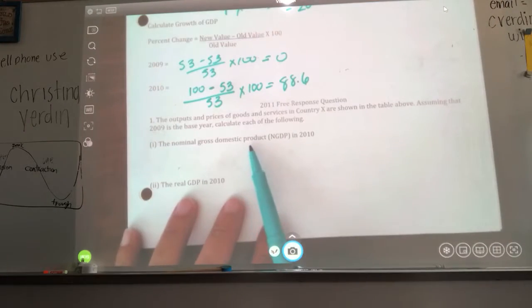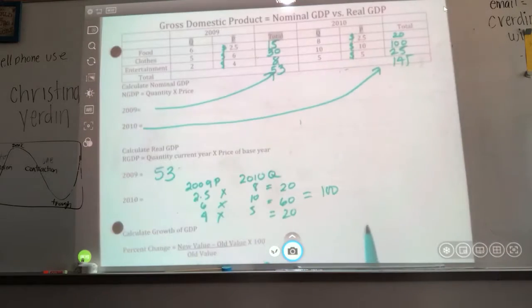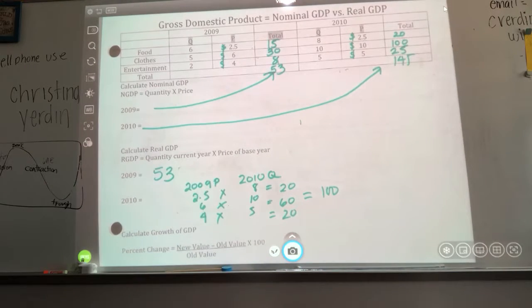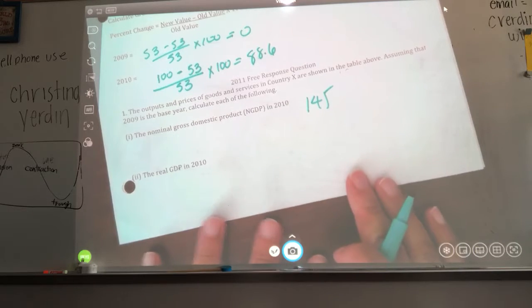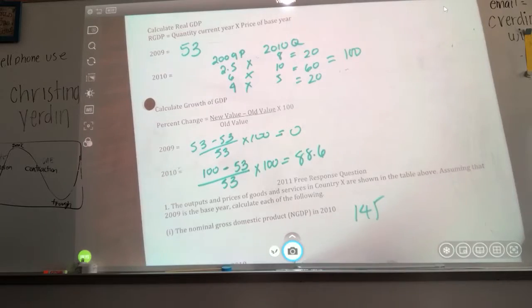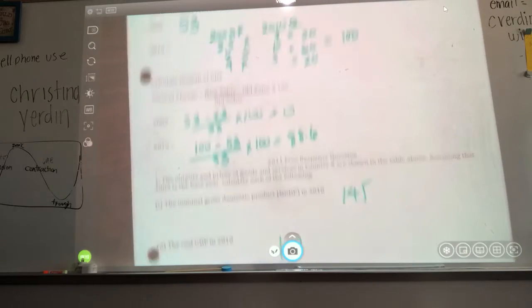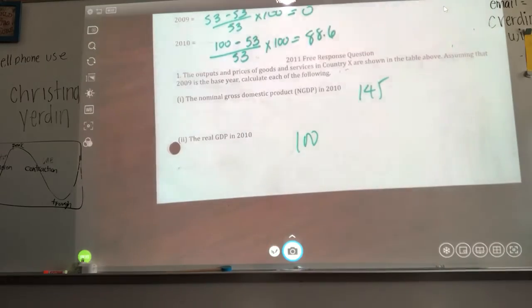What is the nominal gross domestic product of 2010? Look back at your table. 145. There's your answer. What is the real GDP in 2010? Didn't we already do this? Yes. What is it? 100. What is the GDP measured as the dollar amount? It's the dollar amount of goods and services produced within a country's borders within a given year.